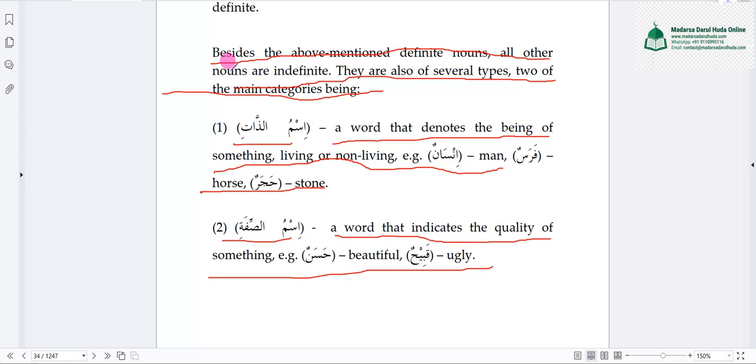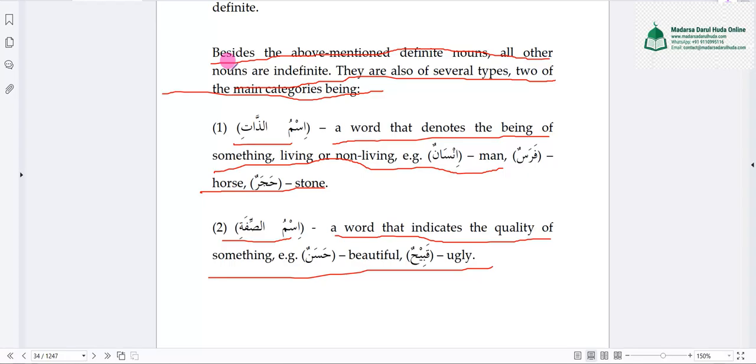If you put alif lam, al insanu, then the same word becomes marefa. So how can this be a category of nakera? Category means when a word always exists in that place. For example, when I tell you that a type of marefa is alam, a name, the name will always be marefa, whether you put alif lam or tanween or not. But that's not the case here in the types ism zat and ism sifat. They both can be either marefa or nakera in different scenarios. That's why it is not that accurate to consider ism zat and ism sifat as a type of nakera.